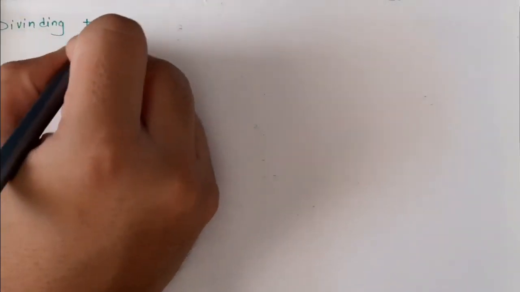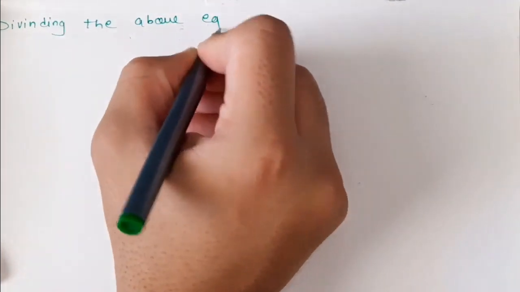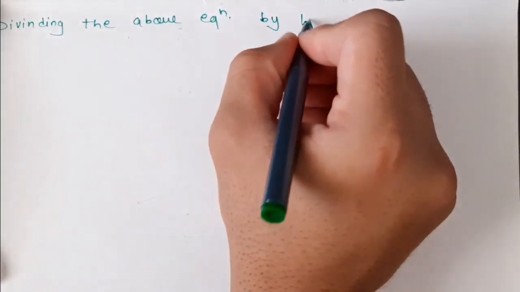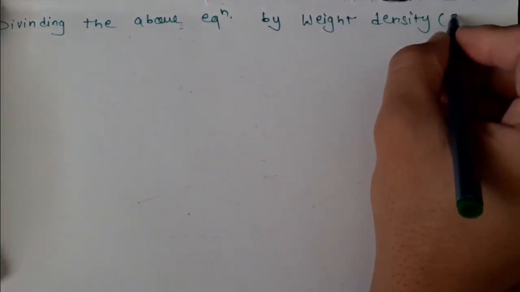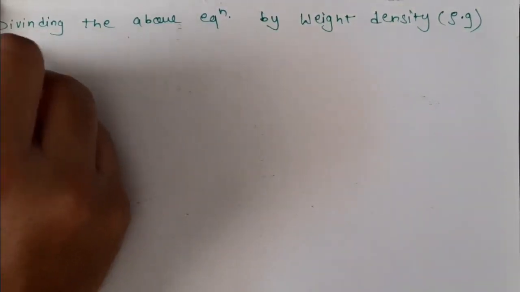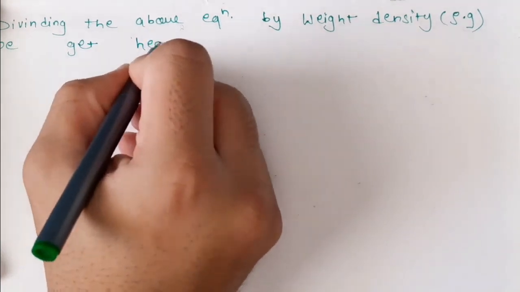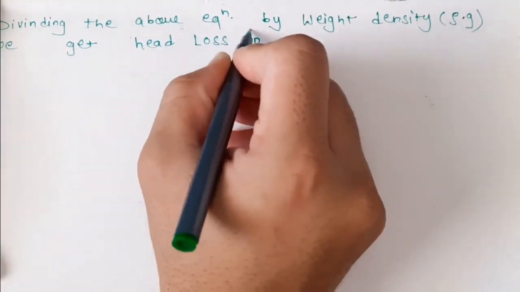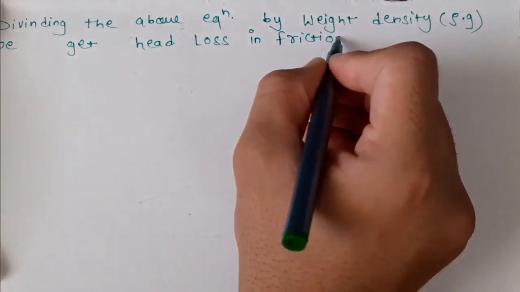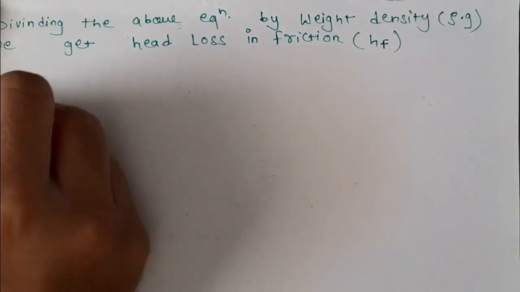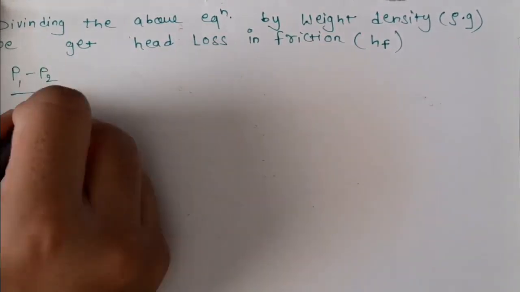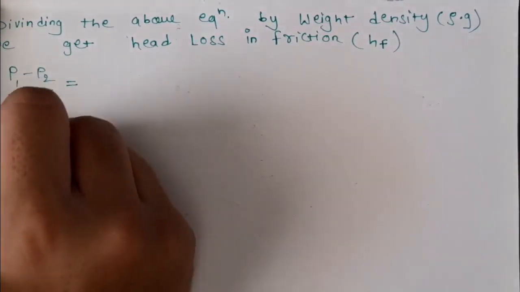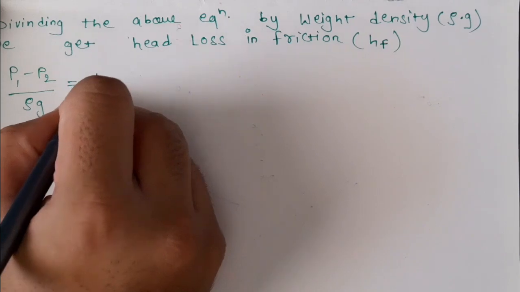Now dividing the above equation by the weight density, that is rho into g, we get the head loss in friction, that is HF, because P1 minus P2 upon rho g equals head loss in friction. So this formula is of the head loss.